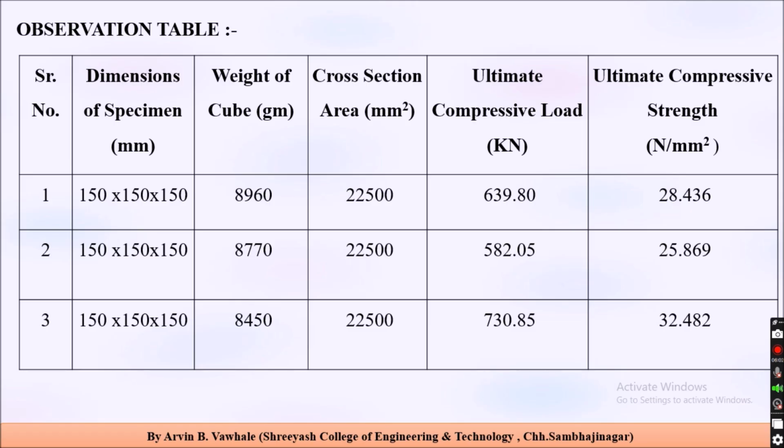Ultimate compressive load, in kilonewtons: this is the maximum load at which the cube fails or cracks under compression in the testing machine. It represents the load-bearing capacity of the cube specimen. Compressive strength, in Newton per mm square: it is the ultimate strength the concrete cube can withstand per unit area. This table helps determine the quality and strength of concrete used. The average compressive strength from multiple cubes is taken as the final value for that batch of concrete.